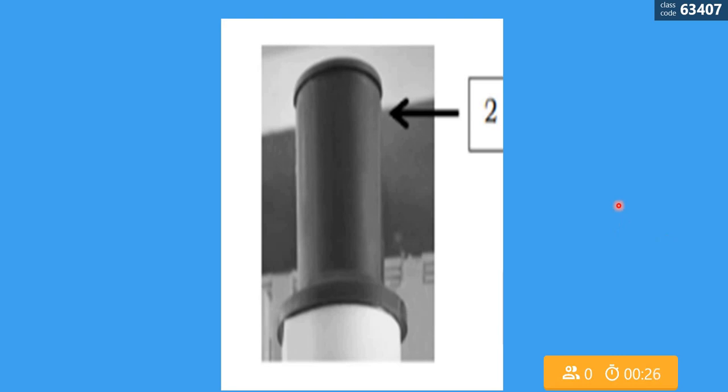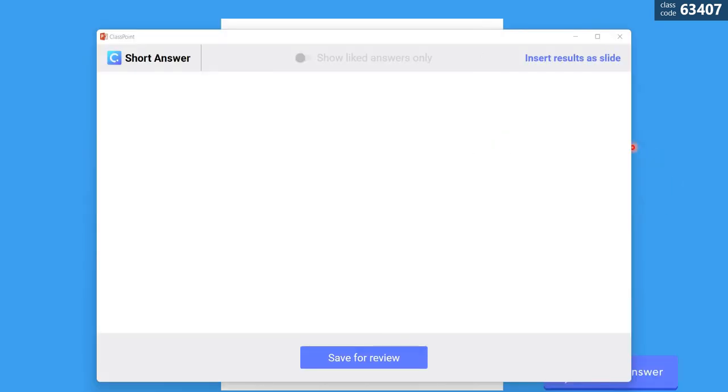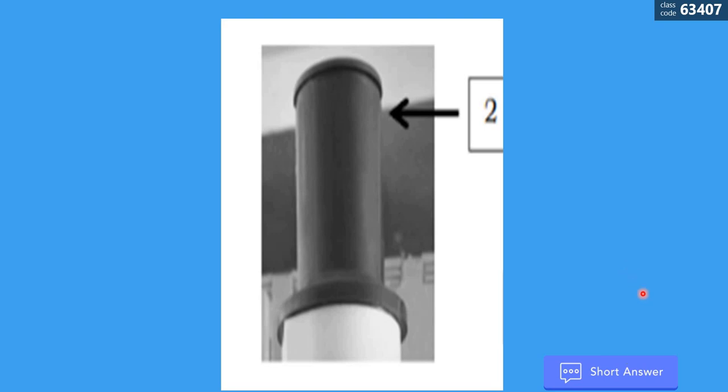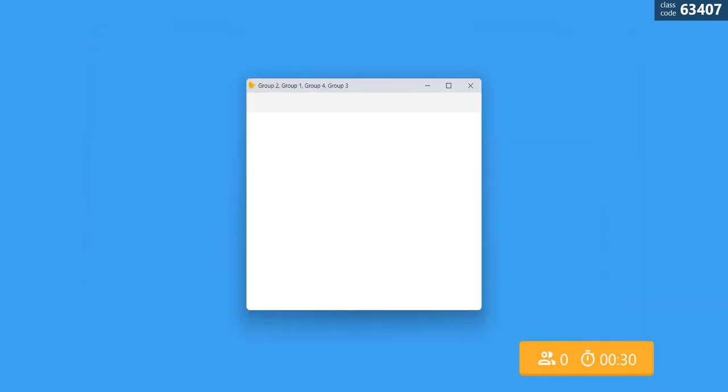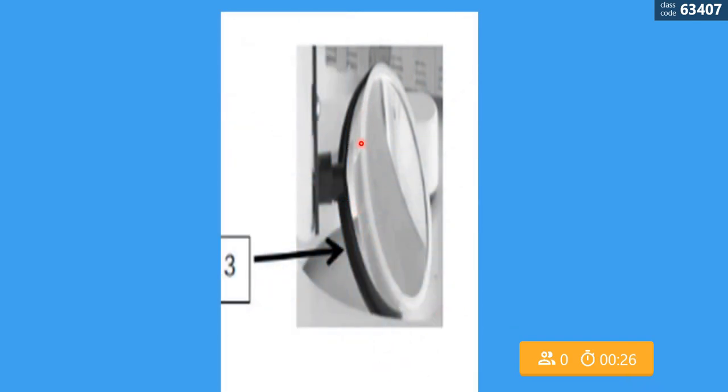Okay, let's have question number two. Short answer. Okay, time is up. Let's reveal the answer. The answer is, it is called the eyepiece. Yes, congratulations. Okay, let's have number three. And this is the picture. What is the name given to this part of the microscope? I think it is located beneath the stage. Go.